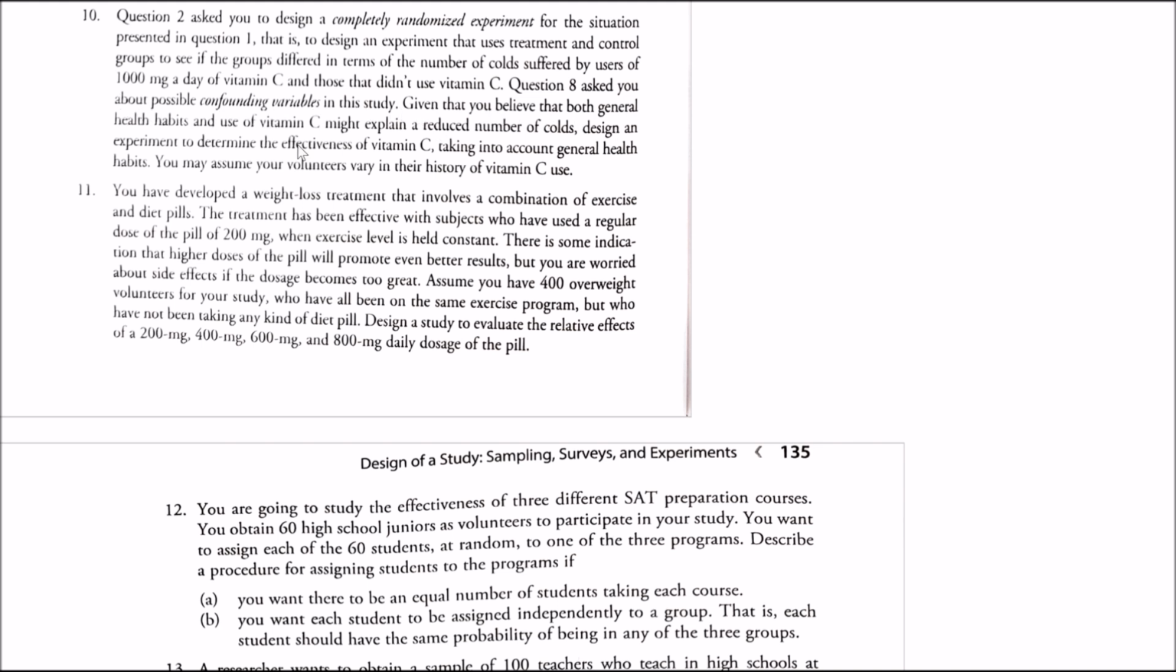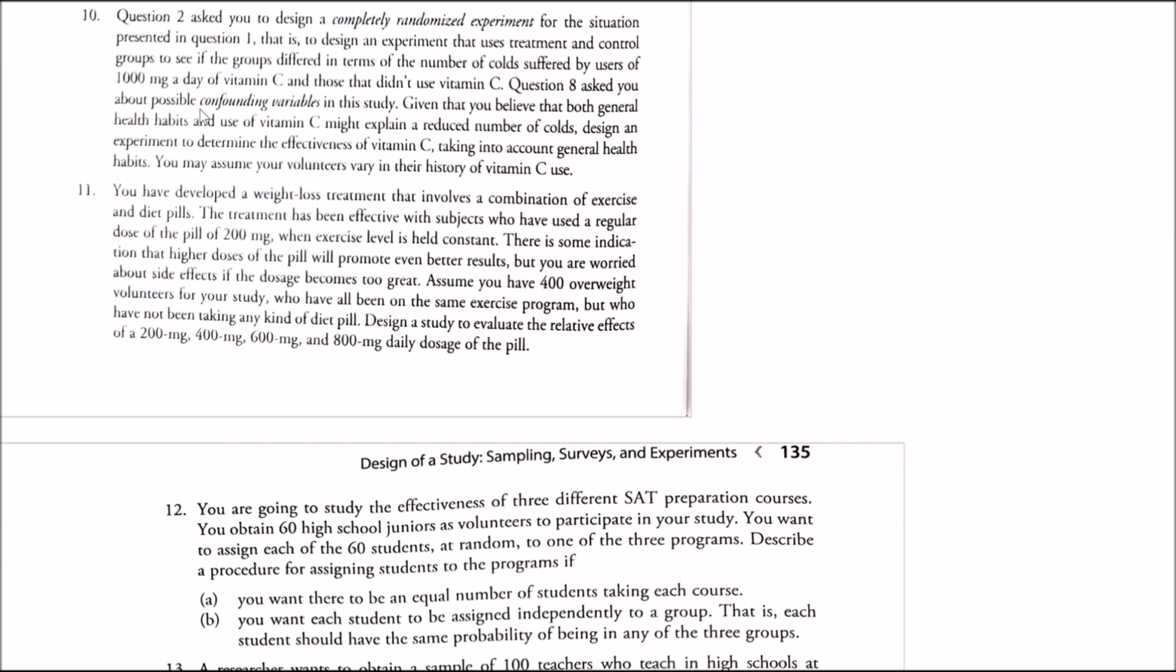Given that you believe that both general health habits and the use of vitamin C might explain a reduced number of colds, design an experiment to determine the effectiveness of vitamin C. Take into account general health habits. You may assume your volunteers vary in their history of vitamin C use. Okay, so now that we know that the confounding variable is the health habits, right? Whether they're health conscious or not, or varying levels of health consciousness.